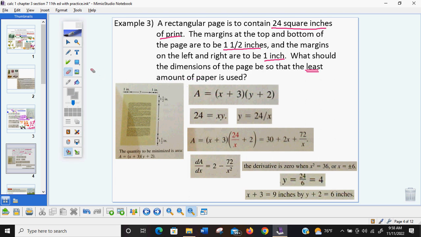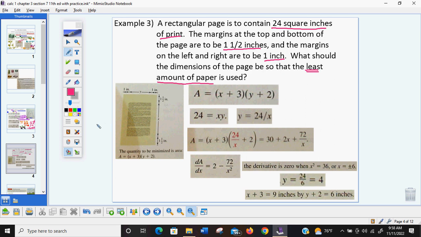If we draw our picture, we put a piece of paper and we include our margins here. They called this side X. Top and bottom would be 1.5 inches, so this ends up being X plus 3 on this side. Over here, they called this one Y. Left and right margins are 1 inch, so this ends up being Y plus 2.